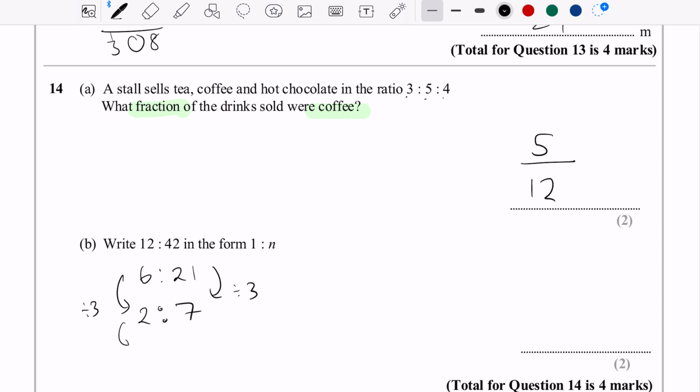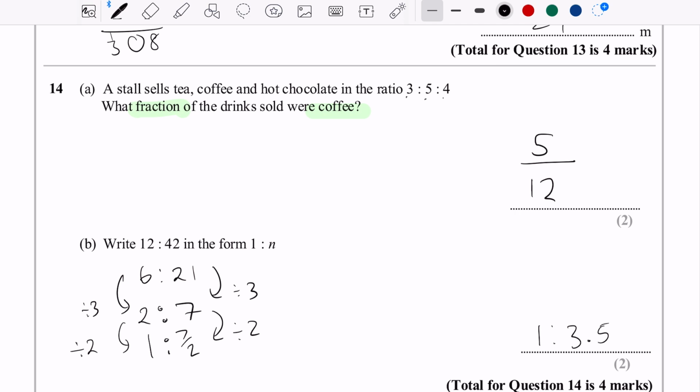But I want this to be a 1, so I'm going to have to half it. See how I now have a 1 there? And then I just need to use 7 divided by 2. You can actually just leave it as 7 over 2. Or you could say it's 3.5. So you're either saying 1 to 3.5.